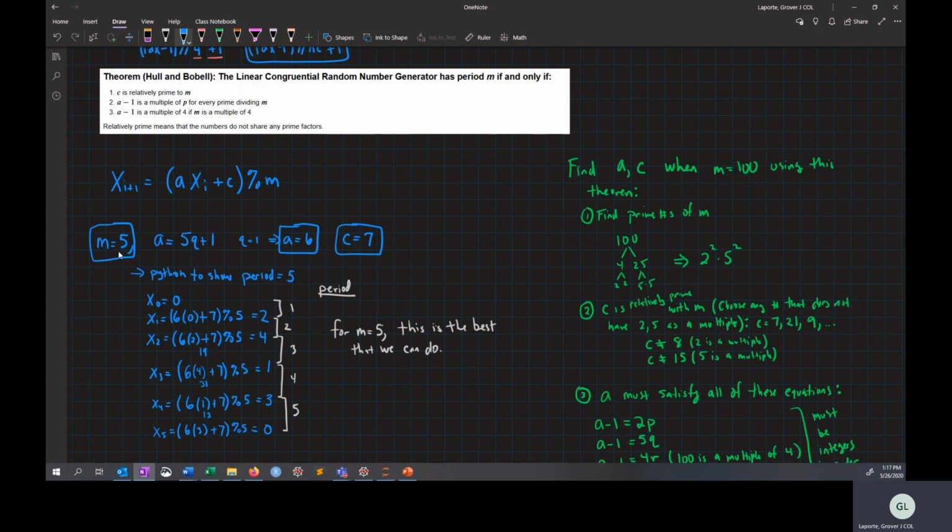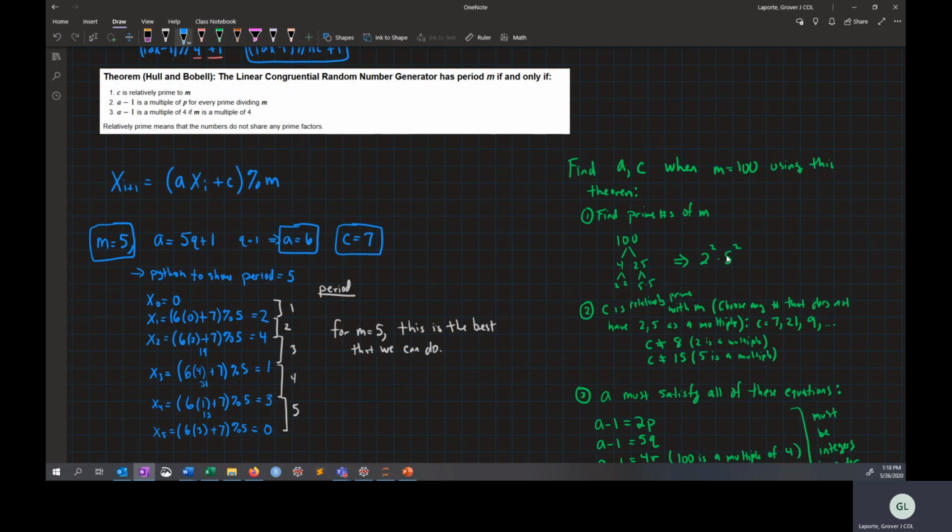And in this case, I just chose M equals 5, so we can see what happens. If M equals 5, then we want to choose C so that it's relatively prime to M. That just means choose any C that doesn't have a 5 in it. So I can't choose 10, I can't choose 15, I can't choose 20.